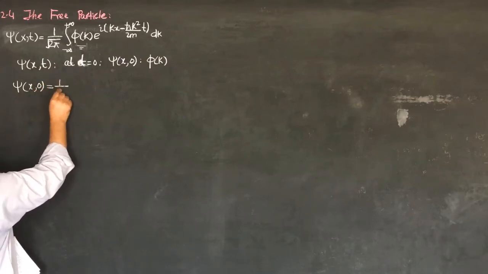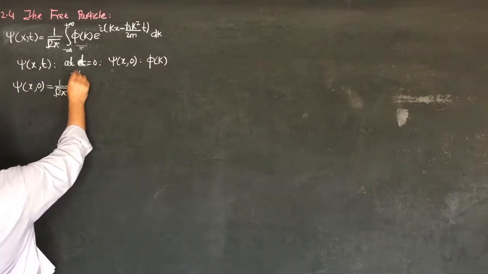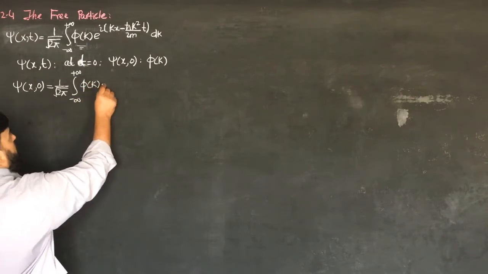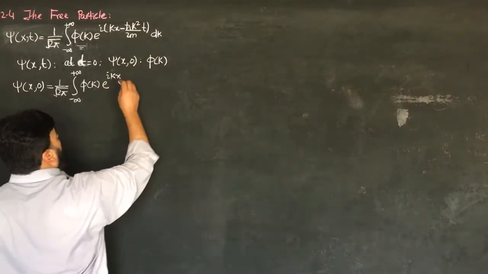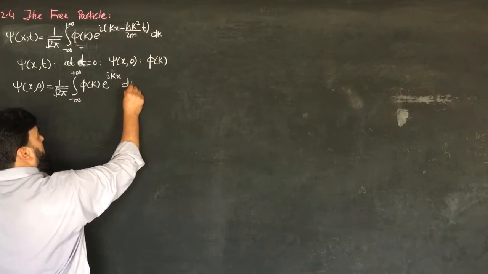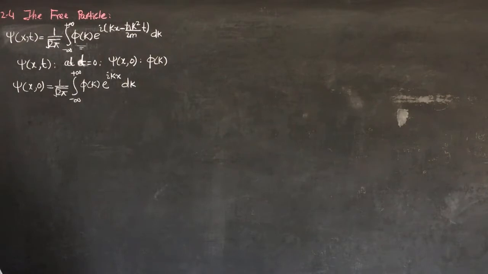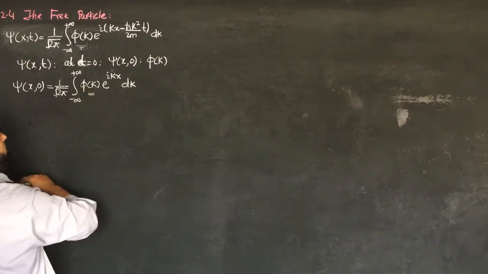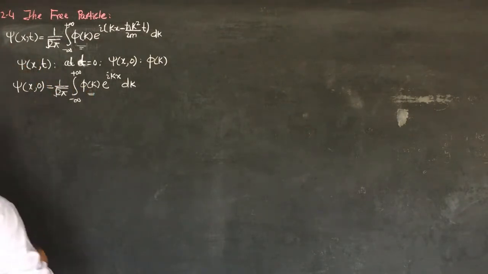ψ(x,0) is equal to 1 over 2π integral from minus infinity to plus infinity of φ(k) e^(ikx) dk. So this is our time-independent wave function, and from this we will now determine the value of φ(k), and as we get the value of φ(k), then we can get ψ(x,t).